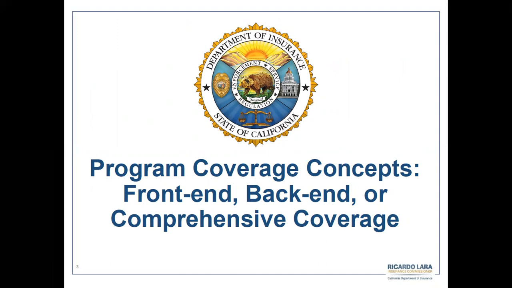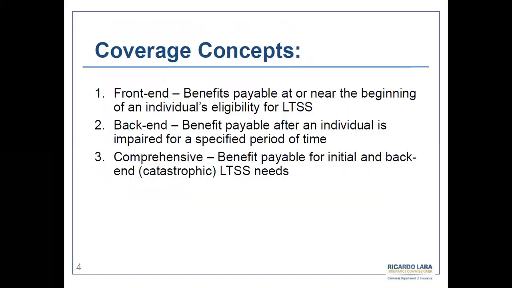This next document will cover program coverage concepts: front end, back end, or comprehensive coverage. So this document lays out the way that coverage can be oriented. Coverage can either be provided on the front end, so soon after the individual has a need for long-term care. Coverage could alternatively be provided on the back end after a defined waiting period of 1, 2, 3, 4, 5 years. Or you could have a benefit that's comprehensive and covers both front end and back end costs.